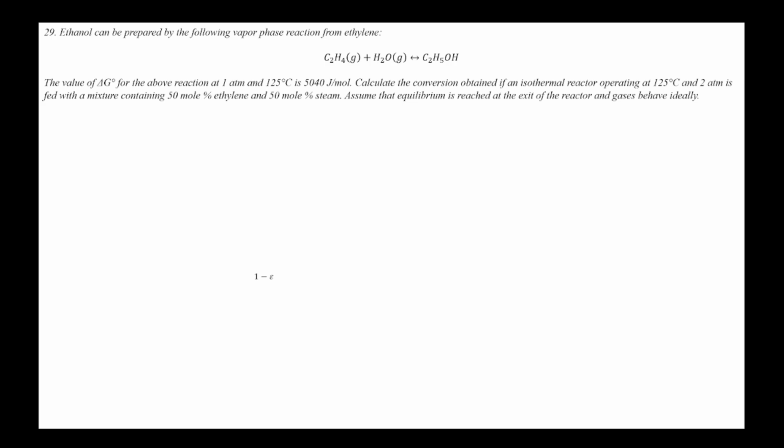Now, ethanol can be prepared by the following vapor phase reaction from ethylene. So this is the reaction, and this is a vapor phase reaction. The value of delta G for the above reaction at 1 atm and 125 degrees Celsius is given in joules per mole. Calculate the conversion obtained if an isothermal reactor operating at 125 degrees Celsius and 2 atm is fed with a mixture of 50 mole percent ethylene and 50 mole percent steam. Assume that equilibrium is reached at the condition of the reactor and gases behave ideally.